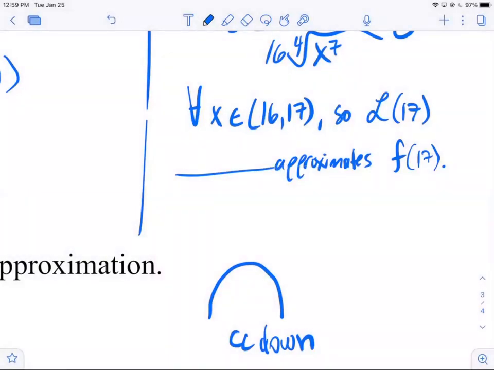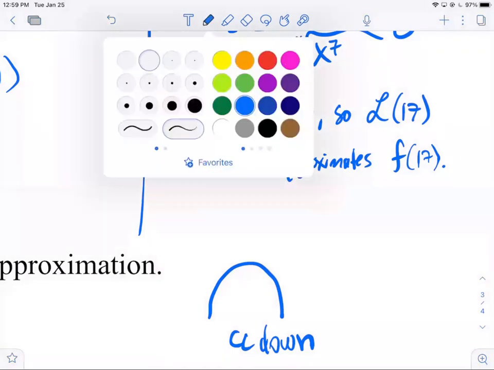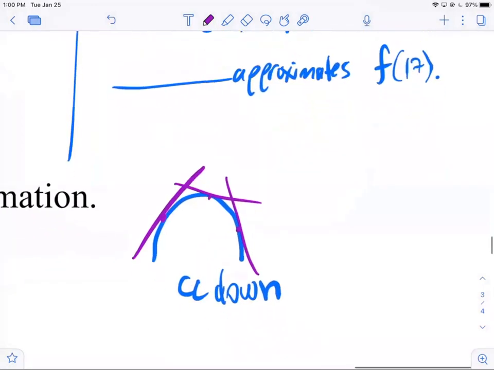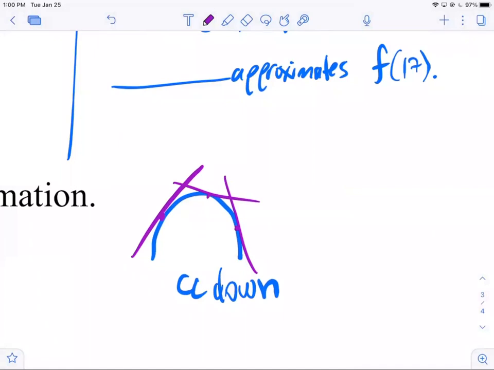Let's just say it's concave down. So draw the entire frown. And then just draw yourself a little tangent line. Boom, there's a tangent line. Where do the tangent lines live in relation to the curve outside of the point of tangency? Above, right? Here's the point of tangency. To the left or right, the purple's above the blue.